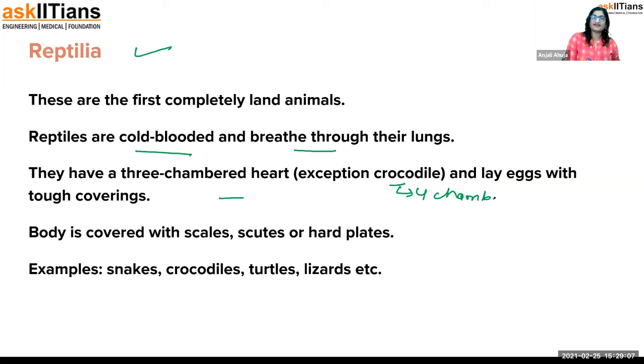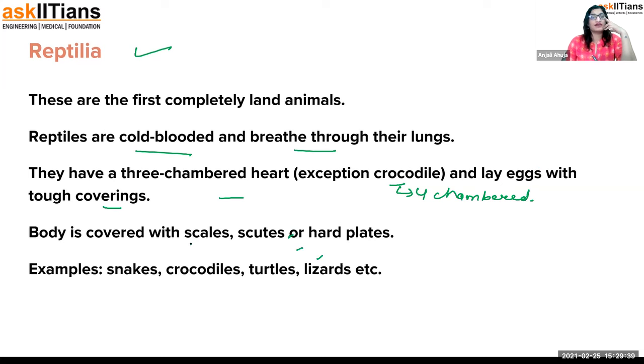It is a connecting link between the reptiles and the mammals and birds on the basis of the heart. Four-chambered heart, and they lay eggs with a tough covering. Tough covering means their eggs have a very hard shell. If you have seen eggs of snakes and crocodiles, because you must have seen many videos around, they are very hard, leathery eggs. Calcium deposition is there in crocodile, turtle, and lizard eggs.